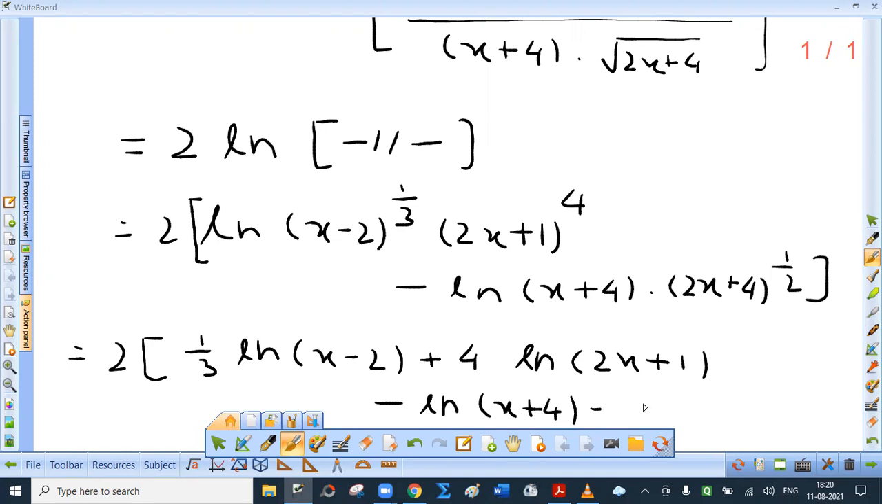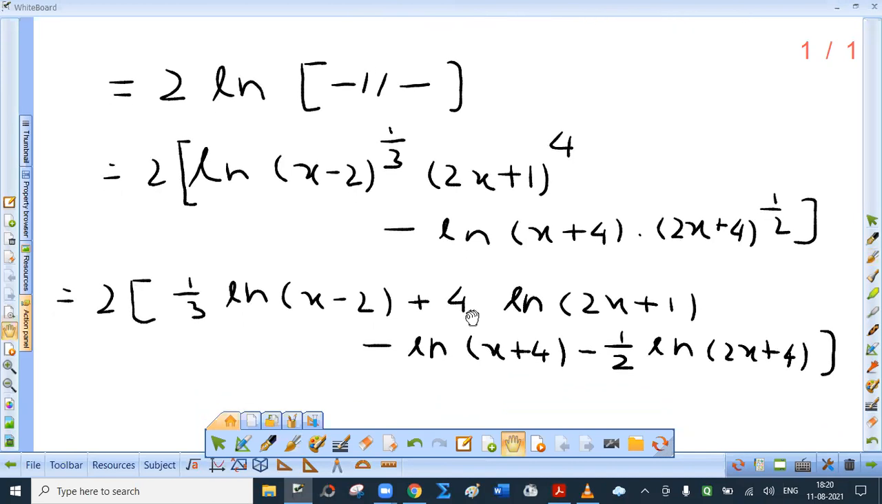I hope you get this step. Minus half log 2x plus 4. See why both the terms are negative? Let me explain. See the cursor. Basically, log mn is log m plus log n, but there is negative sign before that. So both the terms will be negative. And what is log of m raised to n? It is n log m. Now, if you want, you can open the bracket. Otherwise, this is the final answer. Write down.